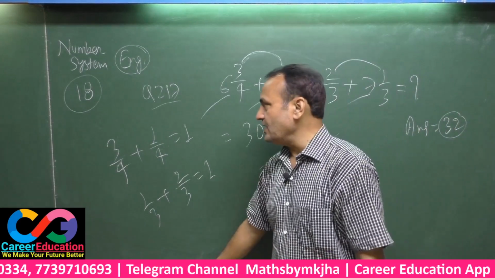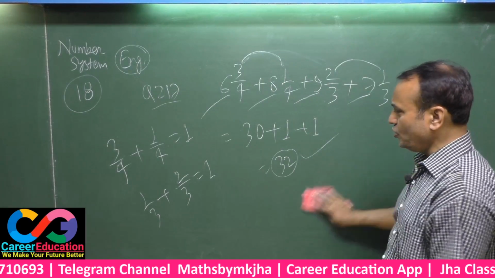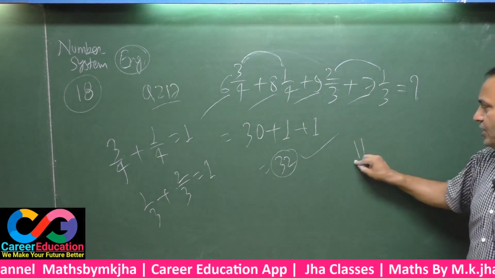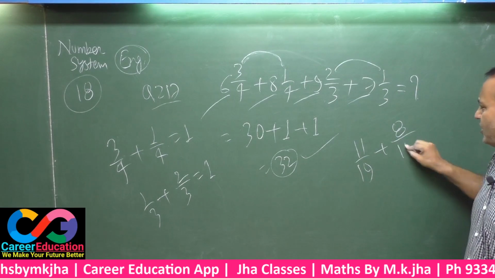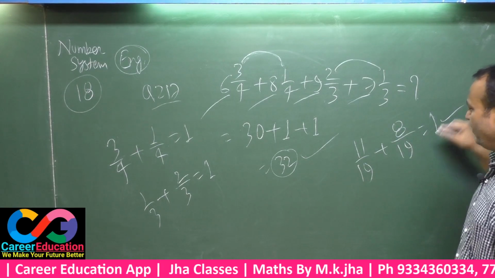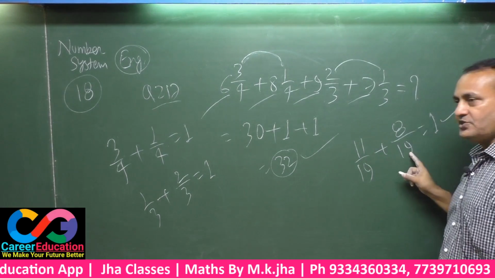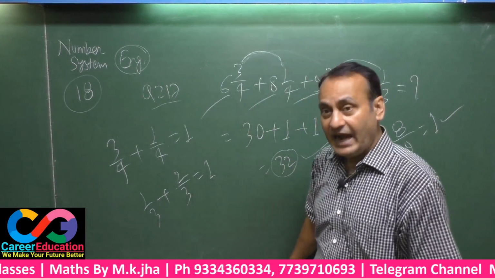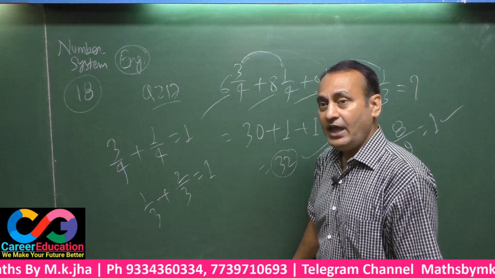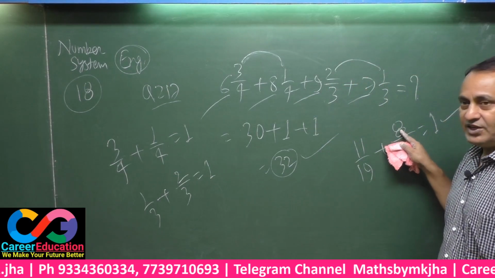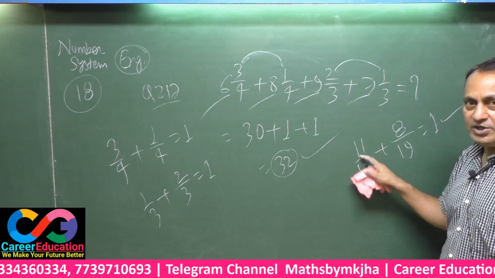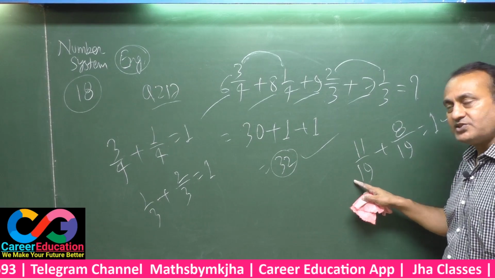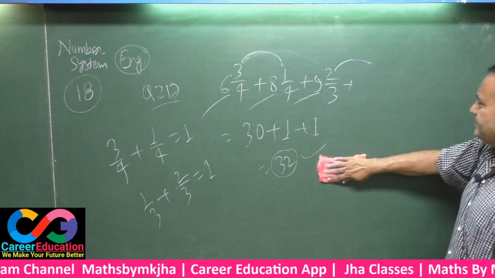That means you got the answer of question number 217 also. The answer is 32. See here, if in a situation there is 11 by 19 plus 8 by 19, certainly without any calculation you say the answer will be 1. 11 by 19, the difference 8 by 19, the same denominator, the result will be only 1. That means there must be two fractions added, and the numerator of the second fraction must be the difference of the numerator and the denominator of the first fraction, and the denominator of the second must be the denominator of the first. Certainly the result will be only 1.